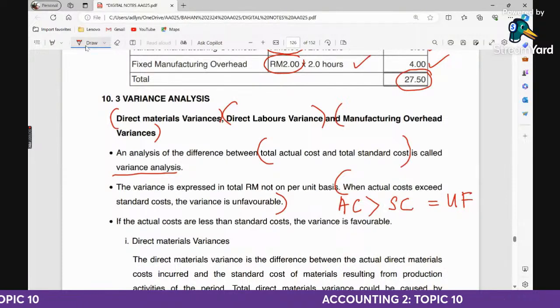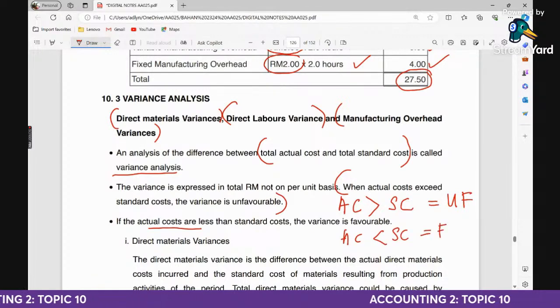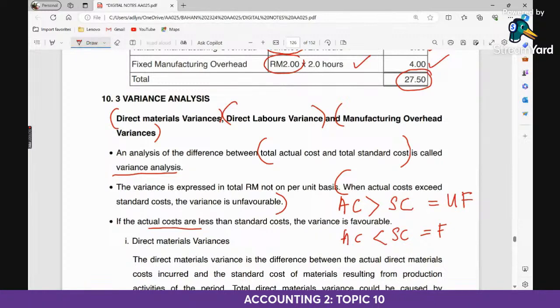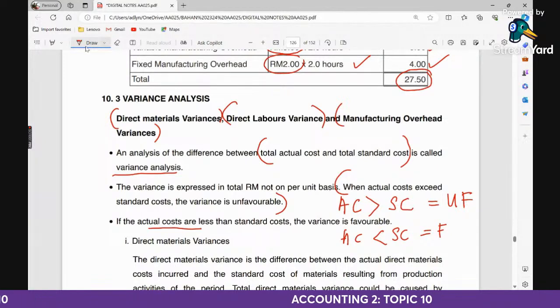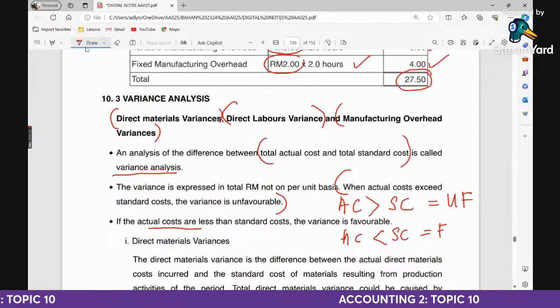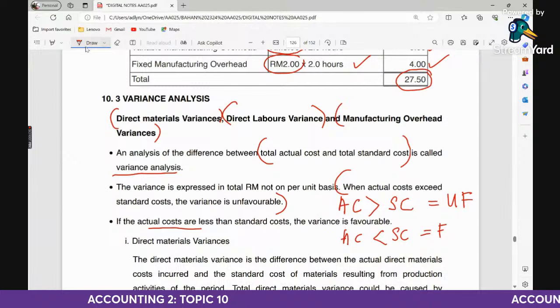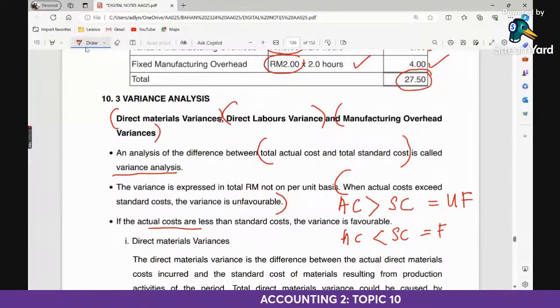Tapi sekiranya your actual cost is less than your standard cost, that means you are doing well, doing good. Because saya jangka saya akan belanja RM10. Tiba-tiba dengan keadaan yang sama, bahan mentah yang sama, jam kerja yang sama, buruh yang sama, saya manage untuk keluarkan produk dalam kuantiti yang sama pada harga yang lebih rendah. So that means saya cakap lah, okay, so bila your actual cost is less ataupun lebih kecil daripada your standard cost, that means you are actually achieving favorable level states.